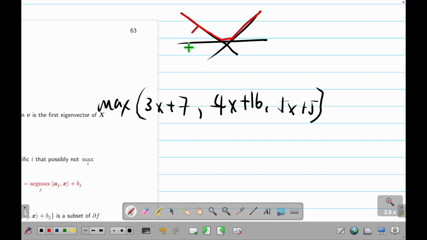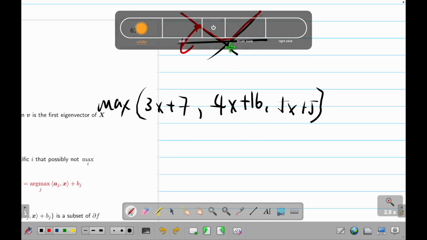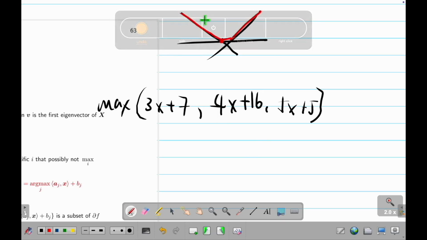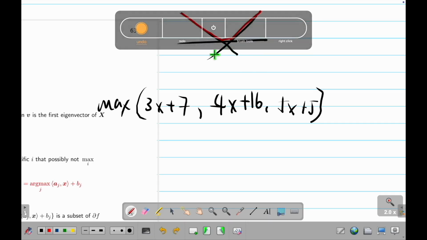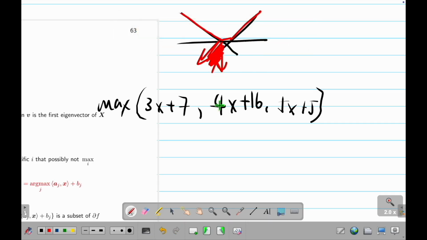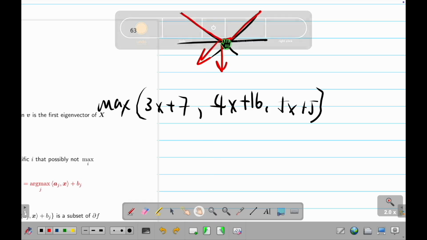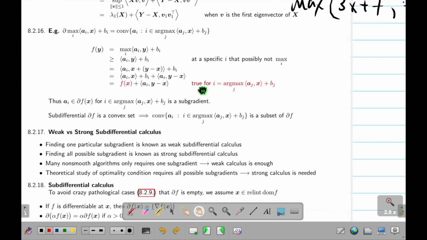First, the subgradient at this point is easy. The subgradient at this point is easy. What about the subgradient at this point? It will be this line's slope and this line's slope, and their convex combination. That is what I told you previously. This is what I told you geometrically. Now let's see how we prove this.